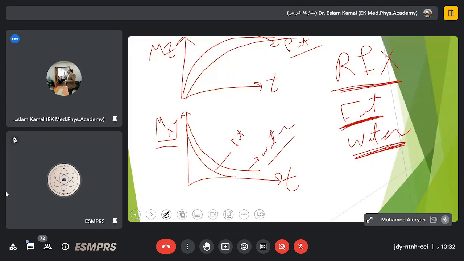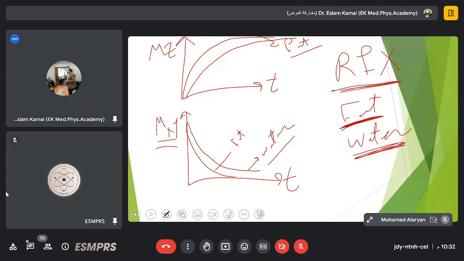So you can differentiate between MZ for fat and water and MXY for fat and water. This is the main idea behind the MRI physics. After turning off the RF pulse, now MZ goes up, as you can see here. So the time required to reach 63% of the longitudinal magnetization is called the T1 constant.